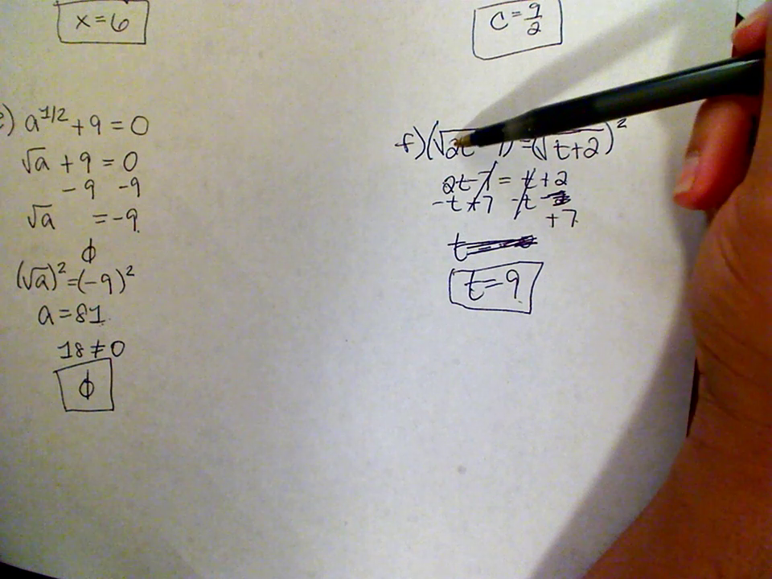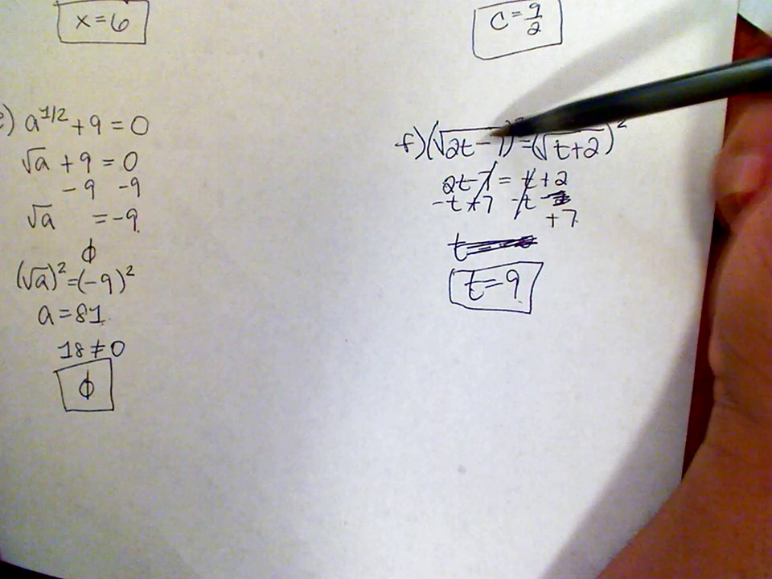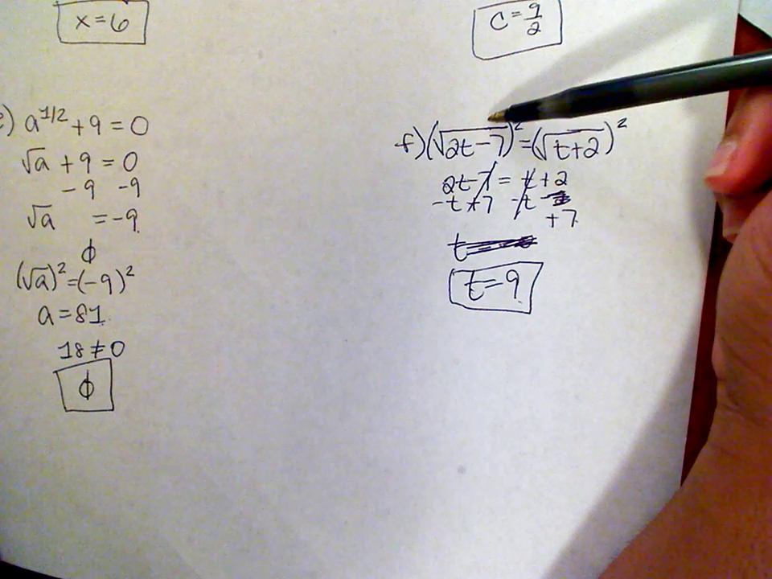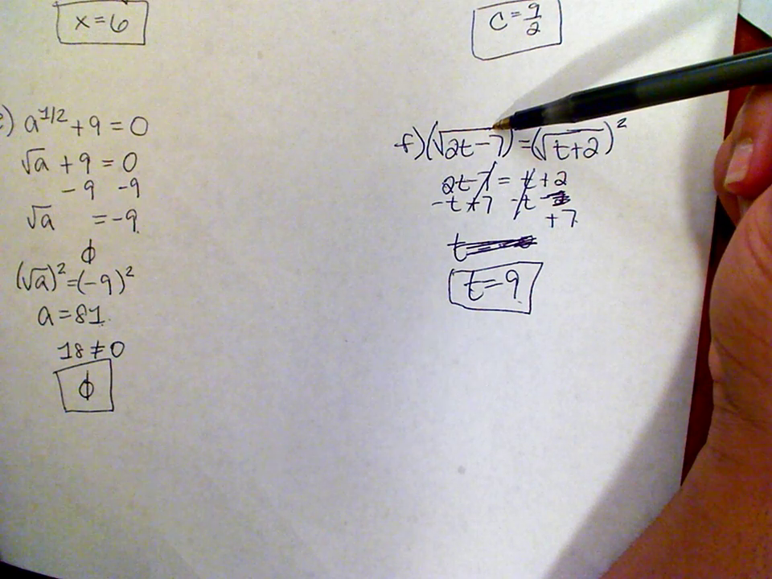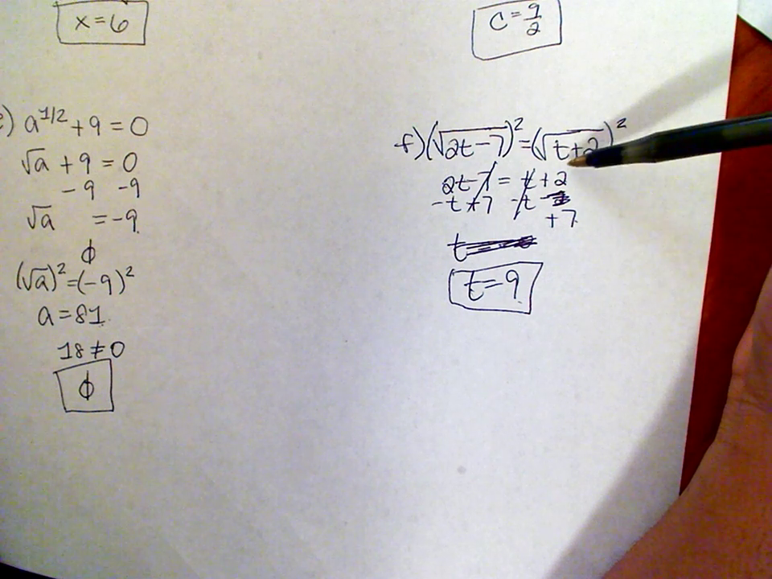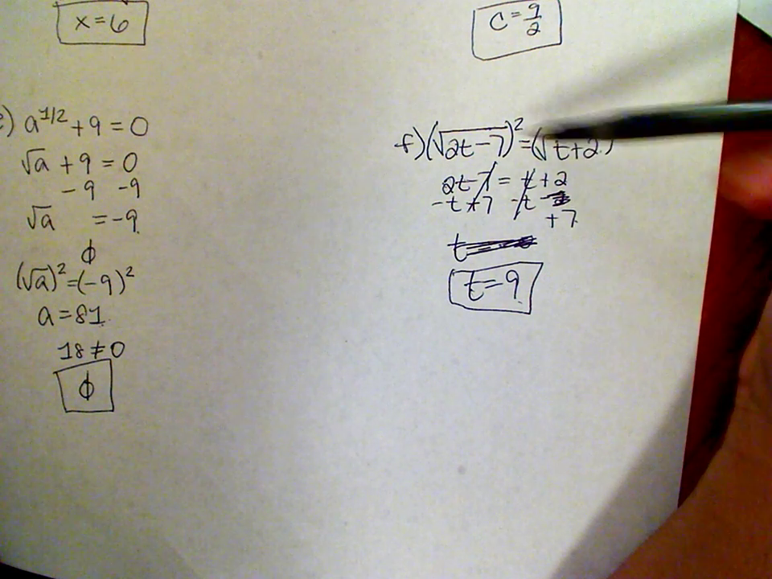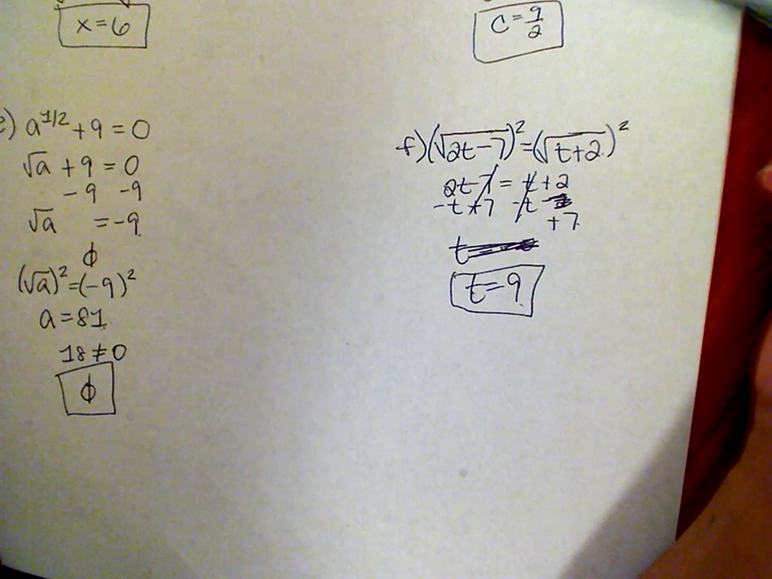So let's check this. So 2 times 9 is 18. 18 minus 7 is 11. So we have the square root of 11 over here on the left hand side. And then the square root of t plus 2. So 9 plus 2 is 11, so we have square root of 11 equals square root of 11, so we're good.